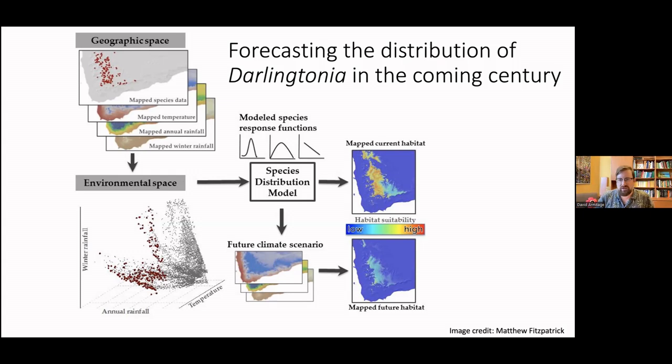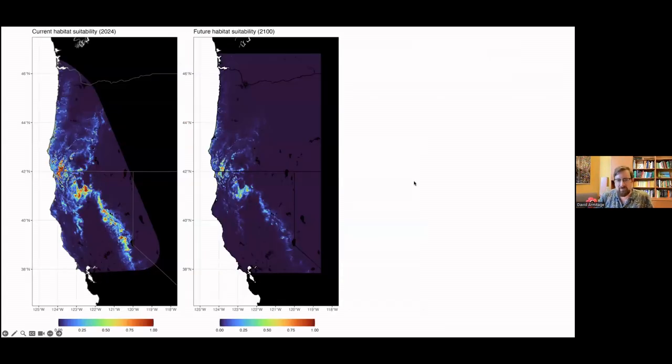So I did this using an intermediate level emissions model, where it wasn't totally out of control, but wasn't really that in control either. What I'm going to show you now are just the current habitat suitability model for Darlingtonia on the left-hand side here, and then the future projected habitat suitability model for Darlingtonia for the year 2100 on the right-hand side. Areas that are the brightest red are the places where we would anticipate the climates and soil and other conditions to be the most amenable habitats for the plants themselves.